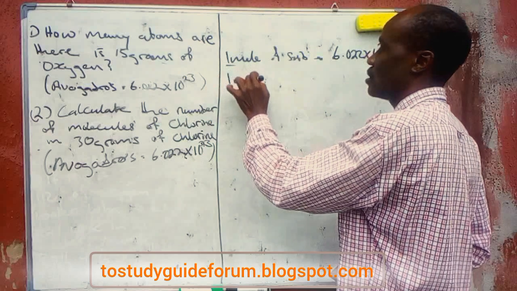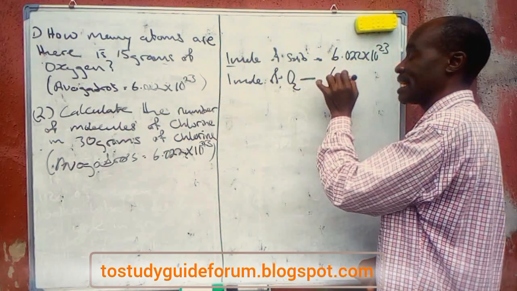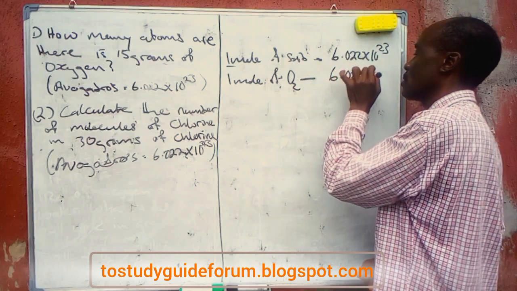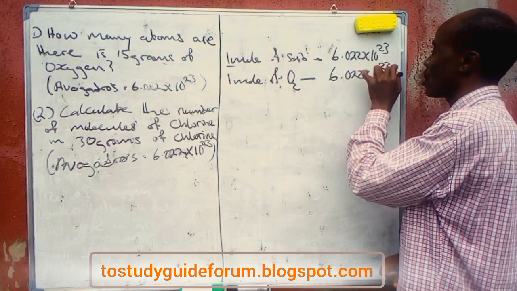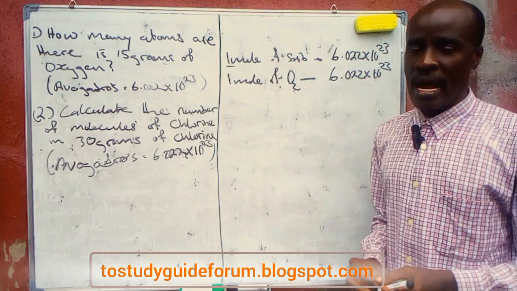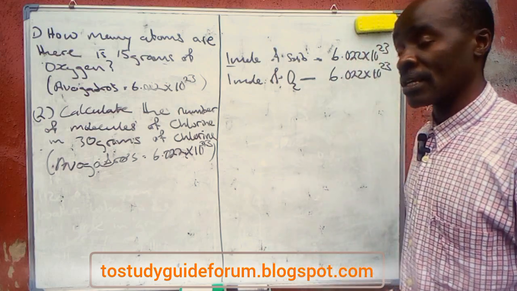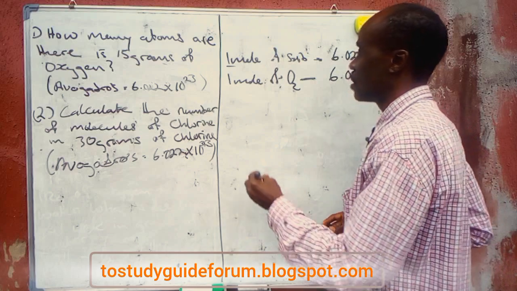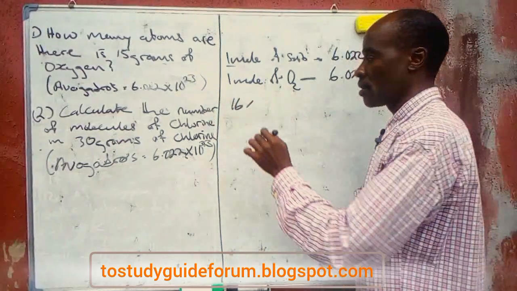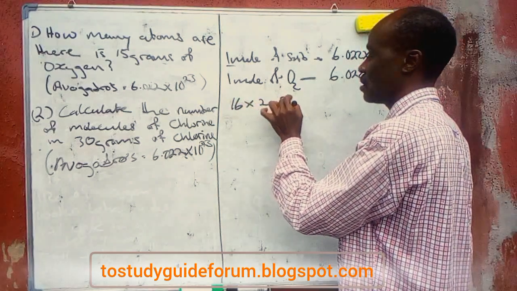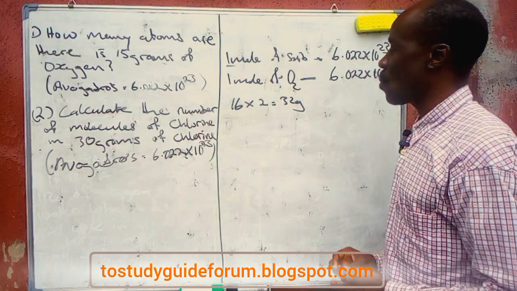One mole of oxygen is equal to 6.022 times 10 raised to the power 23. That is for the one mole. And we know that the relative molecular mass or molar mass of oxygen is 16. Since oxygen is diatomic, multiply by 2, we have 32. That means we have 32 grams of oxygen in one mole.